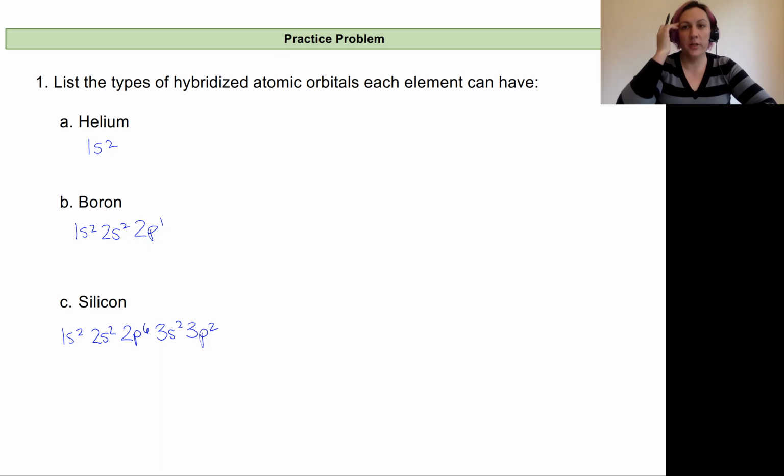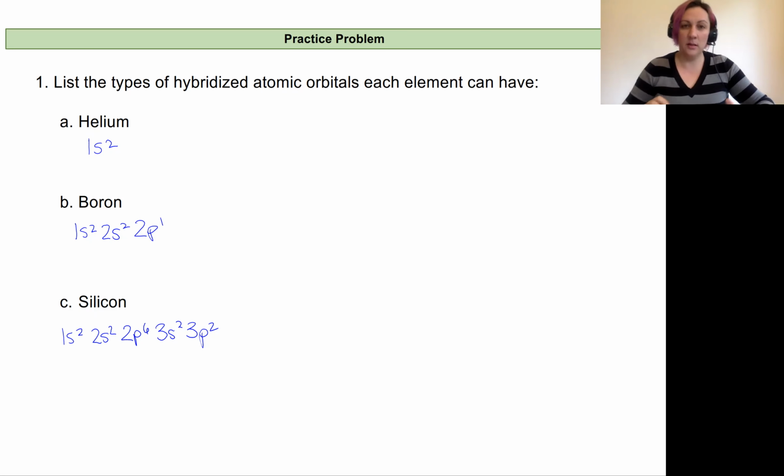In this video, I'm going to go through the solution to a practice problem, and hopefully you've had a chance to try it already. If not, pause the video and give it a try. What we're looking at here is trying to list the possible hybridized atomic orbitals that an element can have. The ones that occur for any molecule for that element will depend on what it's bonding to. So these are just the possibilities for this element.